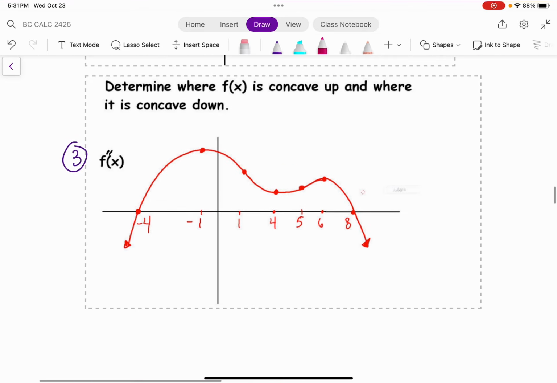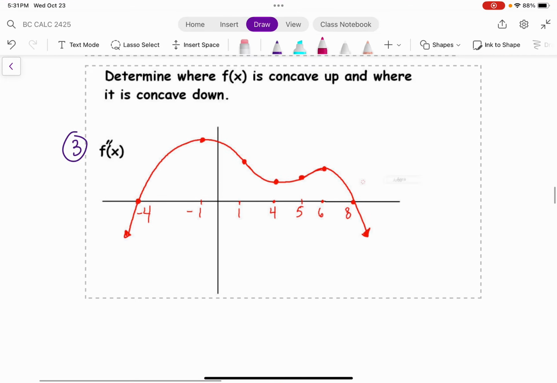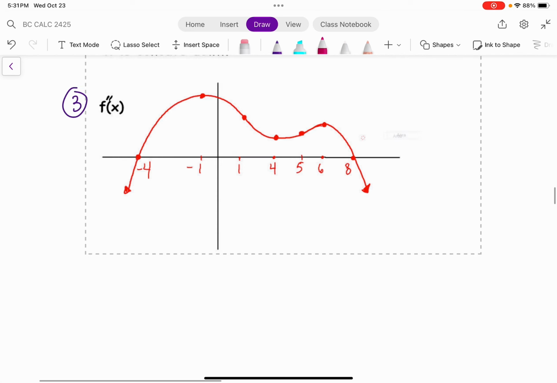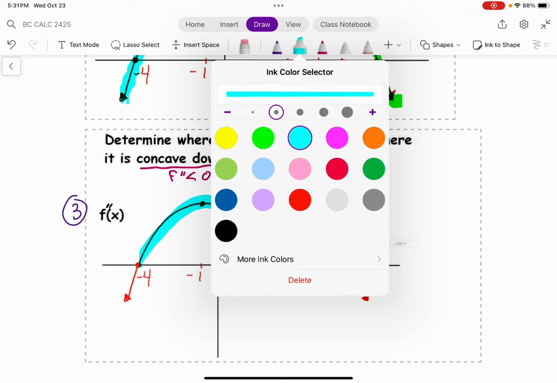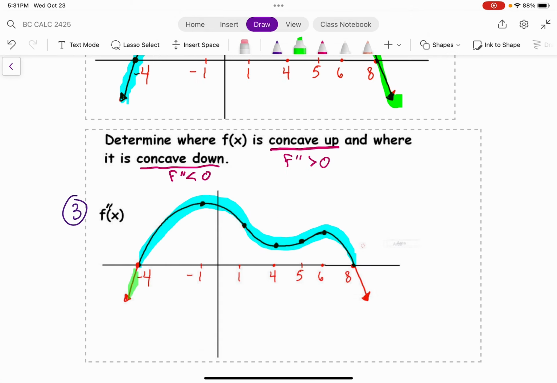And then the third level down, let's pretend now we're looking at f double prime. If that's the case, then concave up is just when the second derivative is positive. Okay, and concave down is when the second derivative is negative. And so this time, we're simply looking at when the graph is above or below the x-axis. So all of this means your graph f is like 2 levels above, right? We're at its second derivative. This is where f double prime is positive. And these sections, it's where it's negative.